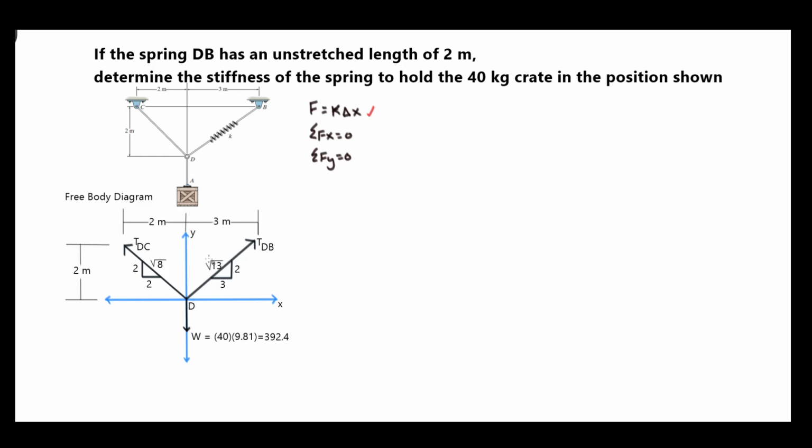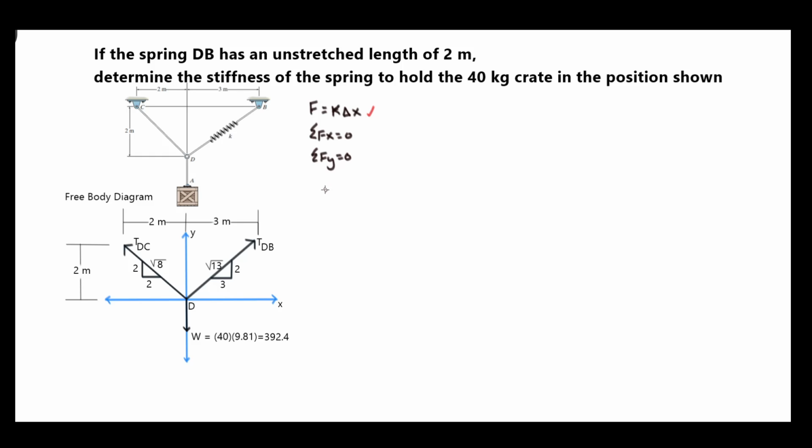Our X and our Y coordinate system is well defined. We show that they had the crate going perfectly down our Y coordinate, and we have our weight calculated here, which was the 40 kilogram crate times our force of gravity, which was 9.81, and we just have all our dimensions. Then our two unknowns are the tension in this DB suspension here, and the tension in this DC suspension here.